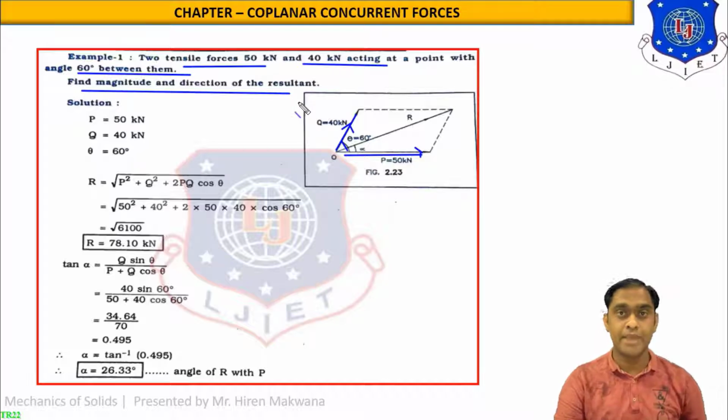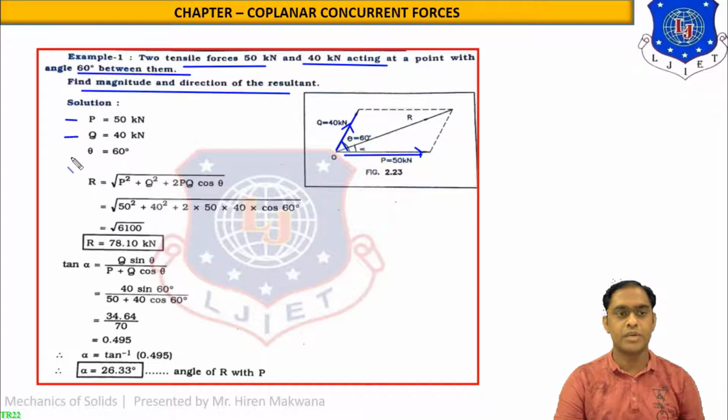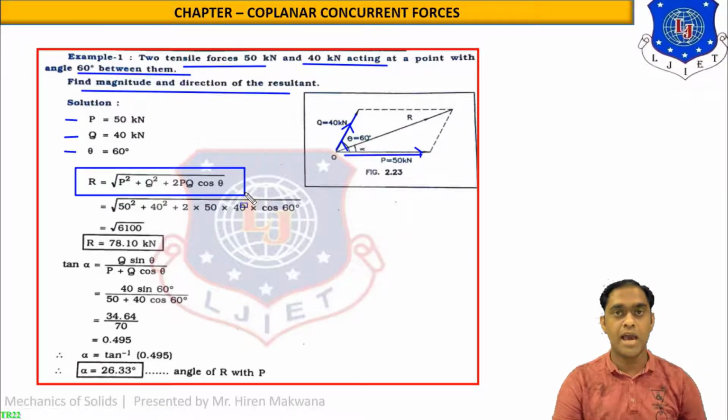What we have to find? Magnitude means R and direction means alpha of the resultant. So we have to find R and alpha of the resultant force. So now P is equal to 50 kN, Q is equal to 40 kN, and theta equal to 60 degree. Now as you can see, our formulas are very clear. There are two formulas. First one is R square is equal to P square plus Q square plus 2PQ cos theta. So by taking under root, R equal to under root of P square plus Q square plus 2PQ cos theta. And the second formula is tan alpha is equal to Q sin theta upon P plus Q cos theta.